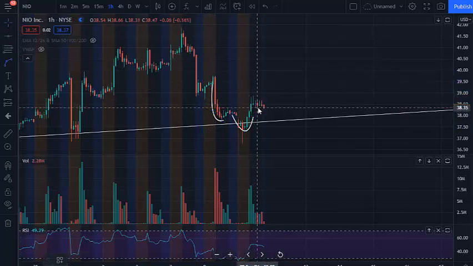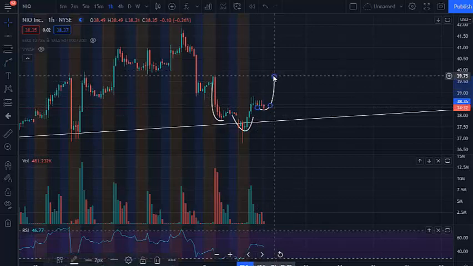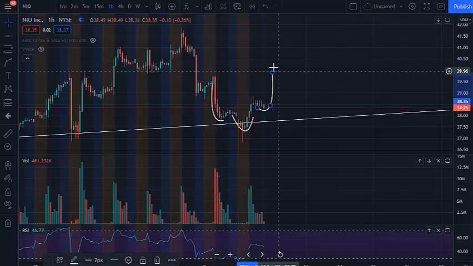sometimes people just don't envision things the way that I do, so I just draw them just to make it a little bit more obvious. So if this does play out, then we could see perhaps going up to test this double top tomorrow. So this is something to watch for tomorrow.